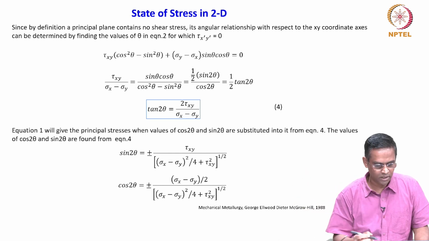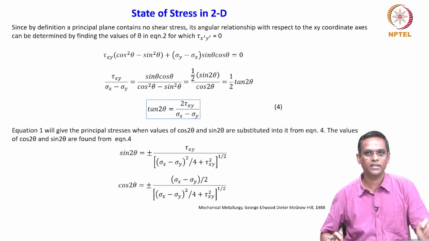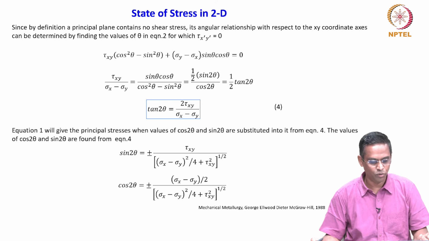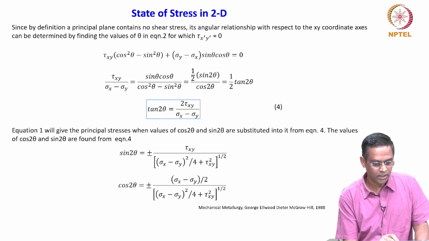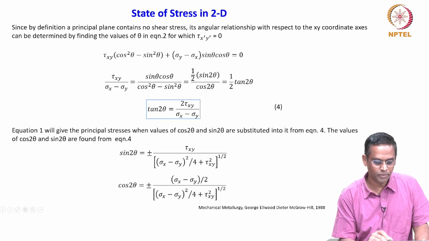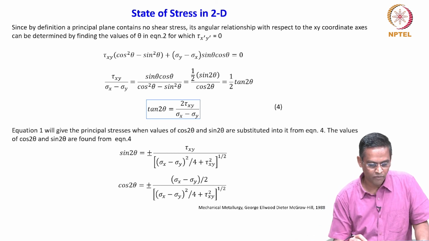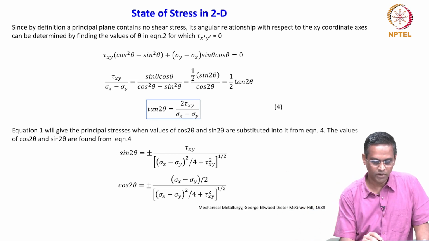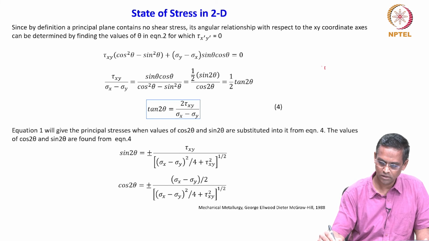What am I trying to show here? Equation 1 is sigma x prime, which we have derived in this 2D case. If you plug in the values for cos 2 theta and sin 2 theta, the equation will give the principal stresses, that is sigma 1 and sigma 2, right? So, how do we find the value of this? We can take it from this relation.